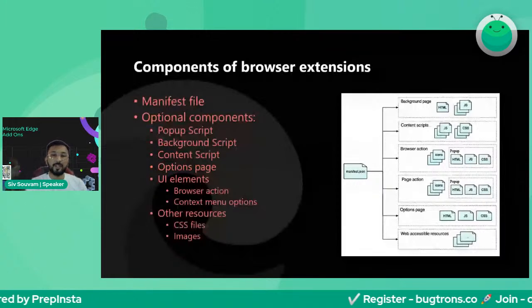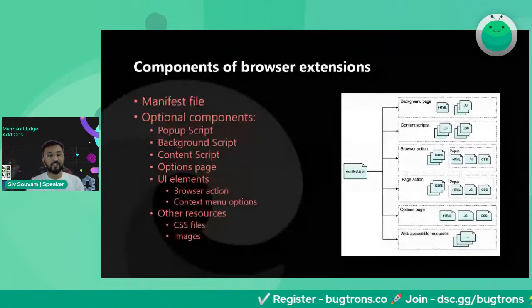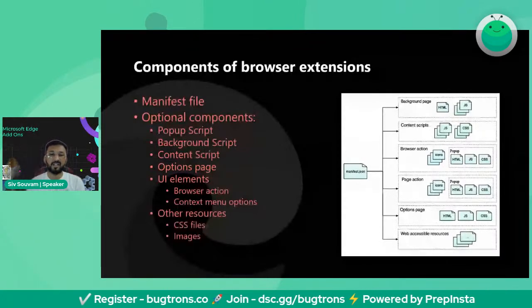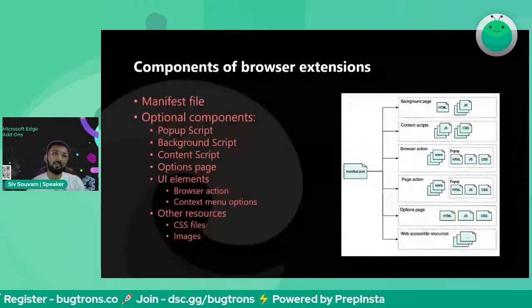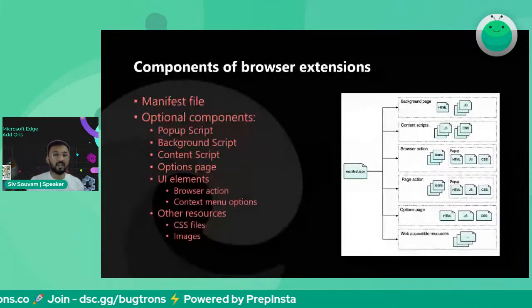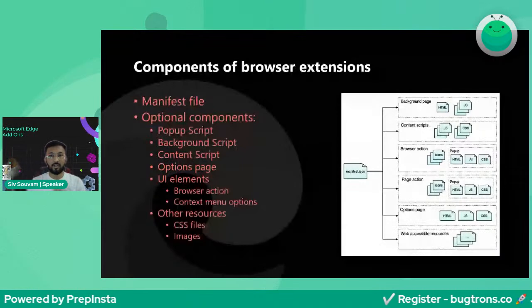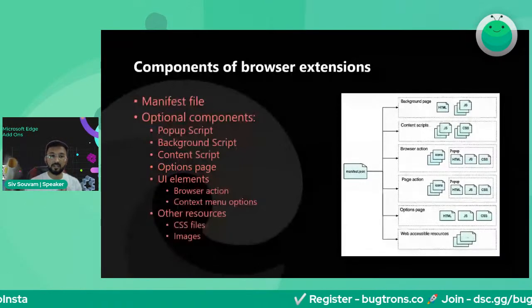Then comes the options page. An options page is a page which helps you in maintaining settings and doing multiple things. I'll skip it because these days we don't use it much. A lot of extension developers don't use it much.